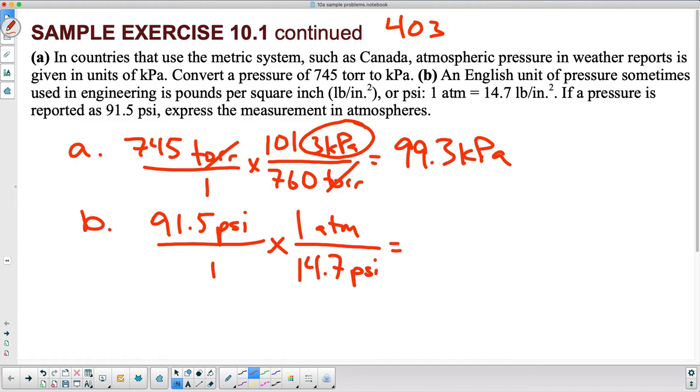So all I have to do then is divide 91.5 by 14.7, and what we should get then is something very close to 6.22 atmospheres. Notice I'm rounding off to 1, 2, 3 significant figures. We haven't done calculations like this in a long time, and I round off to 3 significant figures because that's what I start with for the problem.